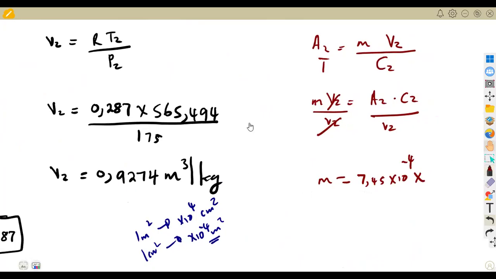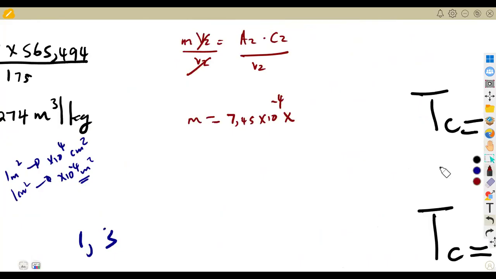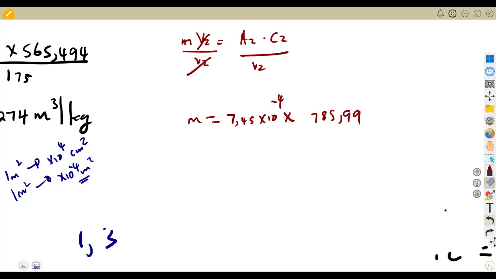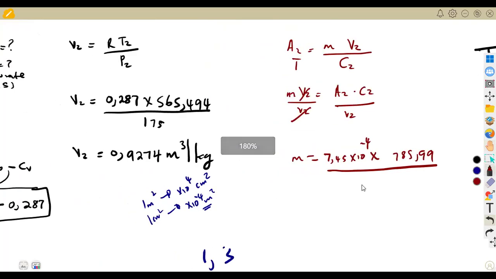Let's hope I did not remove it. I removed this one. Okay, no problem. Let me just write it down here. So the speed at the exit, remember, we calculated and got something like 785.99 for this value. All right, then everything divided by V2, the volume at the exit. I think I removed this also. It's here. This is the volume at the exit, the one that we calculated now, 0.9274. So if we do this, we are going to obtain the mass flow rate. All right, so this is going to give us the mass flow rate.